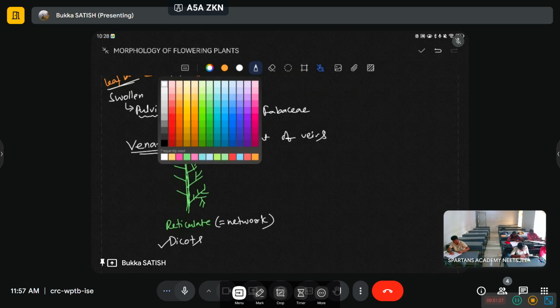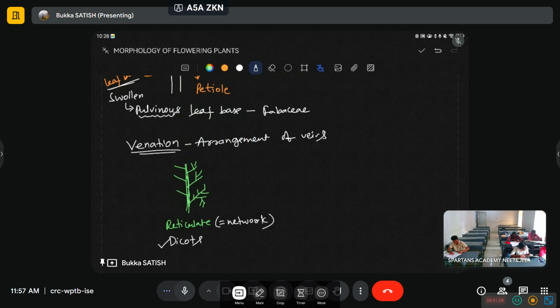But in the other venation, called parallel venation, there will be many veins running like this inside the leaf, and there will not be much branching of it. So it's basically parallel venation. Why parallel venation? Because here the veins run parallel to each other. That's why the name parallel venation. So you don't see much branching network in this. This you can see in monocots.